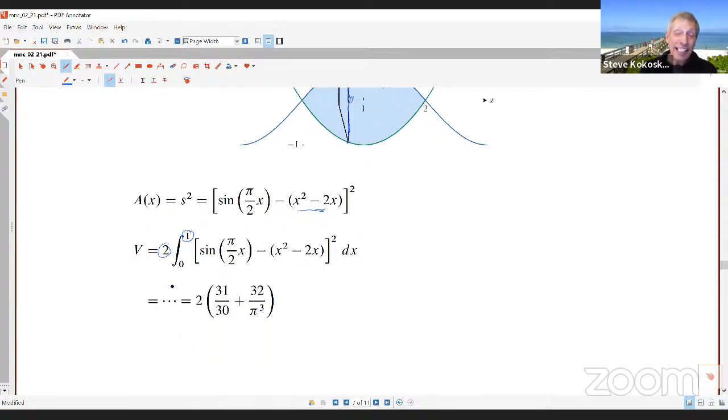I believe the exact symbolic answer of this is this, and this is really interesting. It's got a 30, 31, and a 32 in it. And it's pi cubed, and a pi cubed. How do you like that?